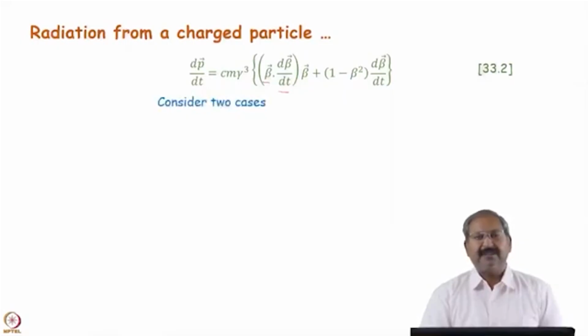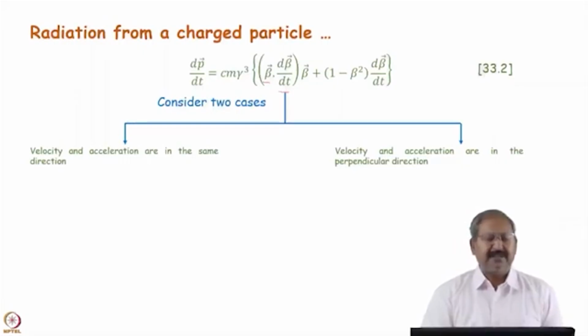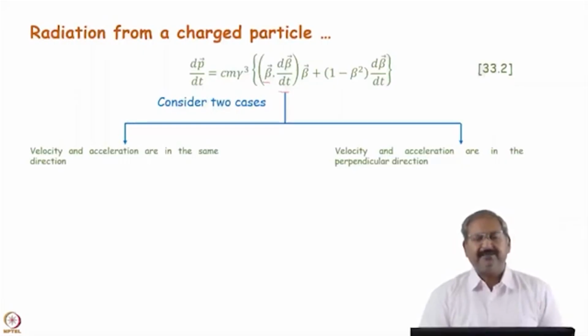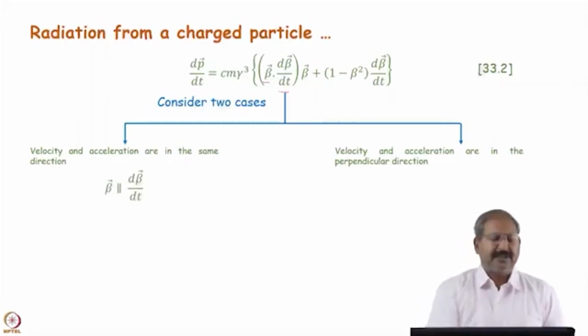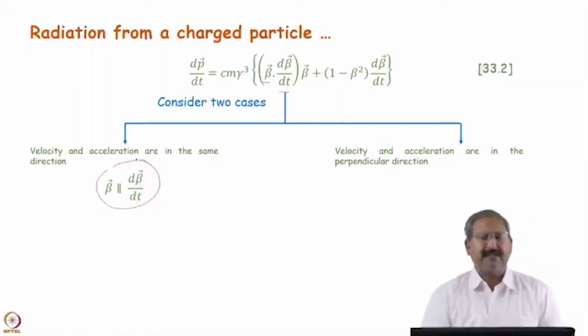So now we can consider two cases. The first case is when velocity is parallel to acceleration, meaning the velocity vector and acceleration vector both have the same direction, and the other case is when both are in perpendicular directions. So when beta is parallel to d beta by dt, it means acceleration is in the same direction as the velocity.